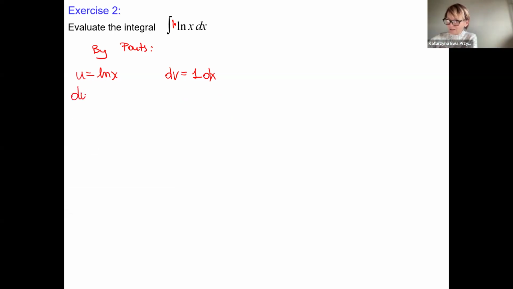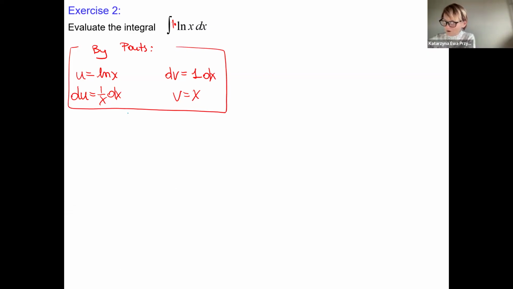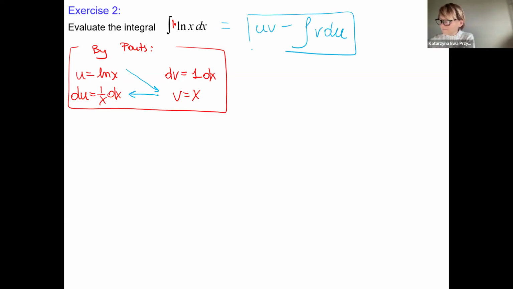Now let's find the derivative of natural log of x. Yes, I see 1 over x dx. And what about the antiderivative for 1? I see. Thank you. Beautiful participation. Attendance is also good. Okay. And now the blue formula, uv minus integral of v du. Yes, and let's see what we got. x ln of x minus integral of x times 1 over x dx.